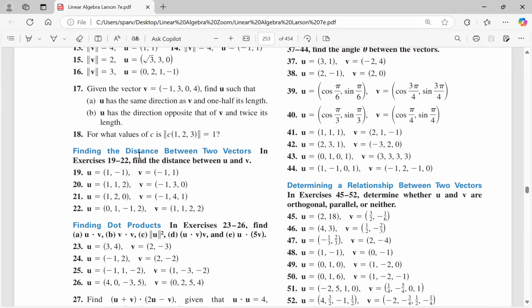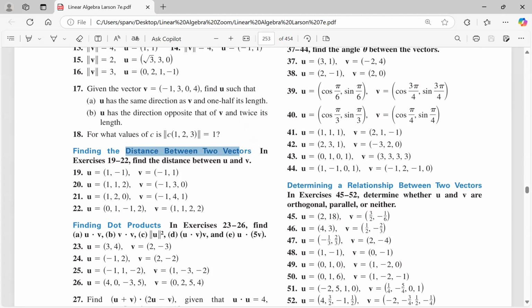Maybe one for distance between them, distance between two vectors. So for this one, I'm going to do number 22 here. In number 22, we have a vector u in R4, that's 0, 1, negative 1, 2. And then the vector v is going to be 1, 1, 2, 2. And you want to find the distance between them.